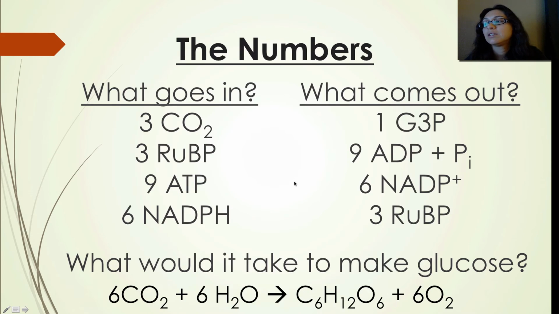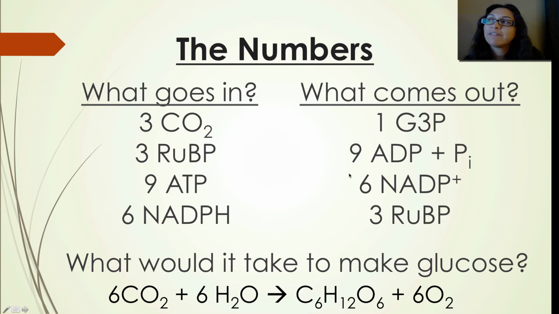Now, what would it take to make glucose? So if you remember our equation for photosynthesis, 6 CO2, 6 H2O gets you glucose and 6 oxygen. And don't forget the light. I'm missing light here, but light energy is involved, and this can't happen without the light-dependent reactions. You'd have to do this twice.